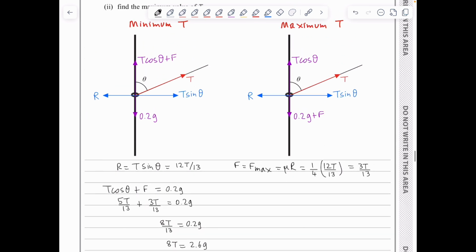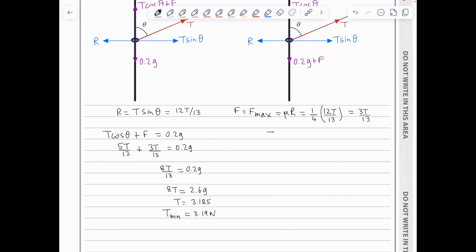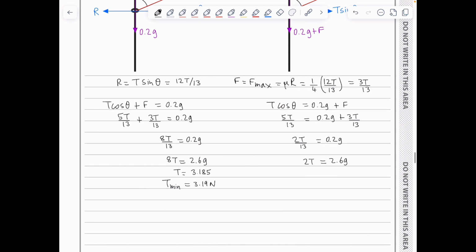Now for the maximum value, we've got that T cos theta is 0.2 g plus F. So let me write this down. T cos theta is 0.2 g plus F. So we're looking at 5T over 13 is equal to 0.2 g plus 3T over 13. So I get 2T over 13 is equal to 0.2 g. Again, I cross multiply to get 2T is 2.6 g. If I divide both sides by 2, I get that T is 12.74. So the maximum value for the tension is going to be 12.7 newtons.